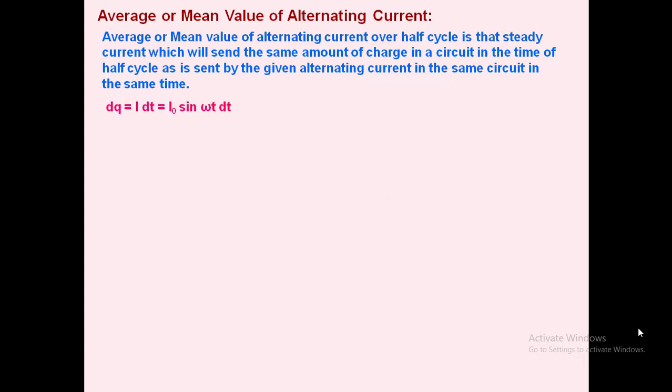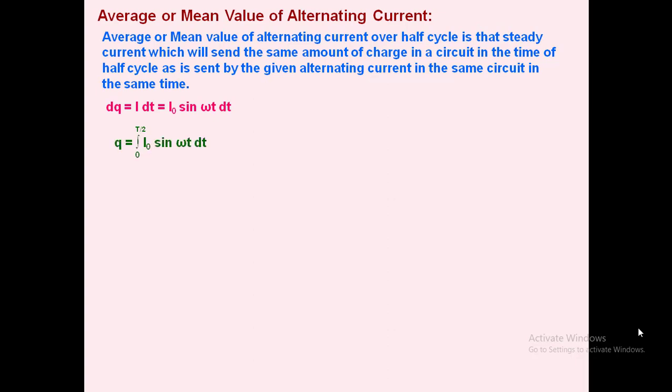Now dq equal to I times dt, because we are talking about charge. So let dq be the amount of charge sent by the steady current in a time interval of dt seconds, then dq equal to I into dt. But what is the value of I according to alternating current? I0 sin omega t. Substitute the value here.